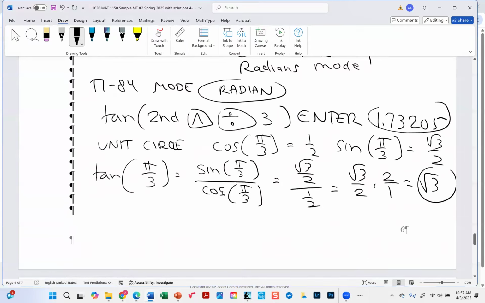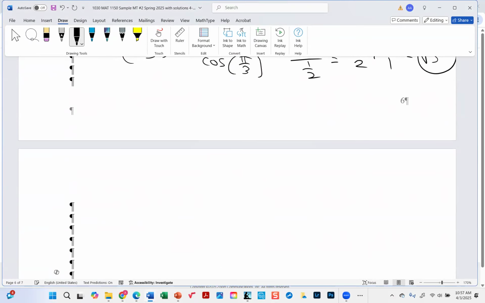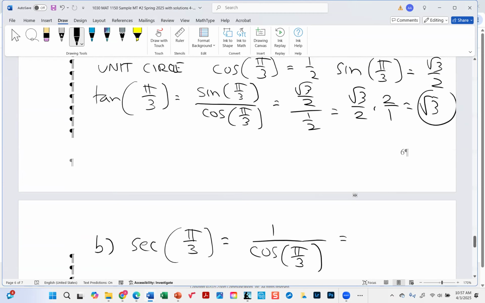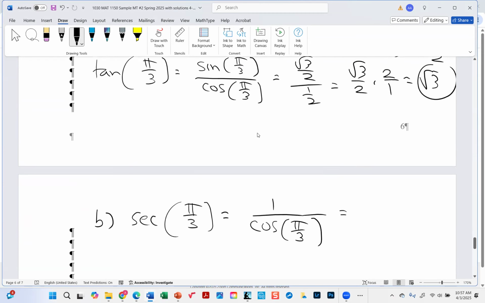Now we have B, the secant of pi over 3. So the secant is the inverse of the cosine. Now, we just got through showing up here that the cosine of pi over 3 is 1/2. So you've got 1 over 1 over 1/2, which is just 2. Okay. And that one is quite straightforward. They're not all going to be that straightforward. There's a few in here that are actually kind of messy, right?